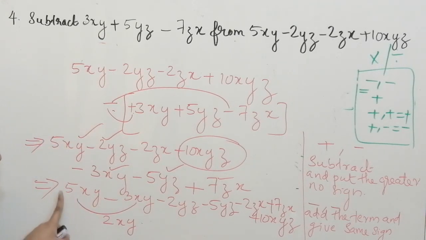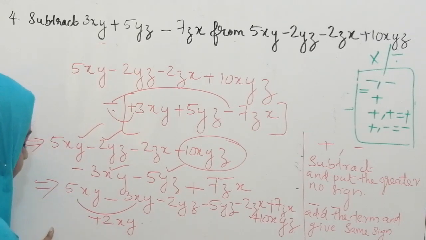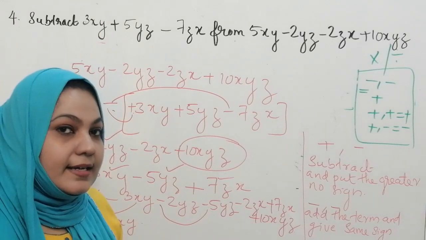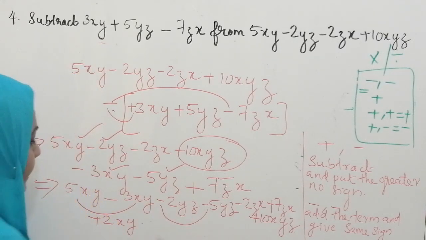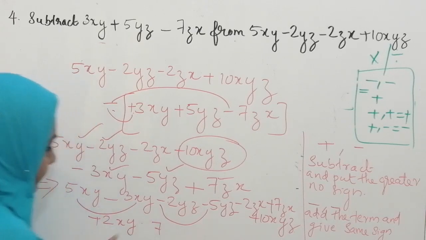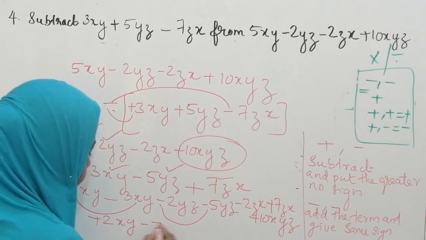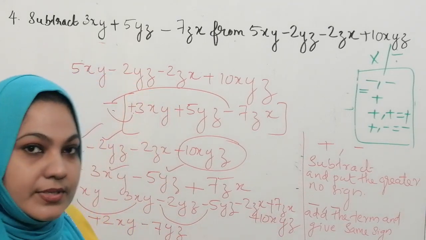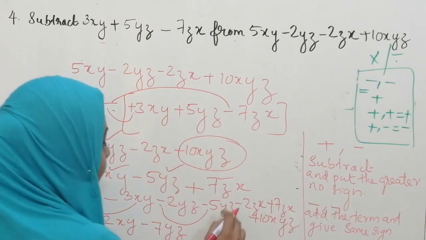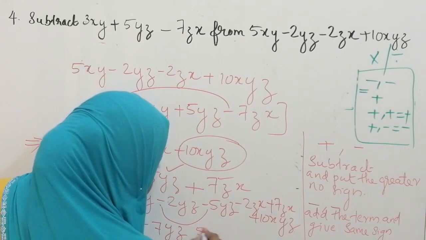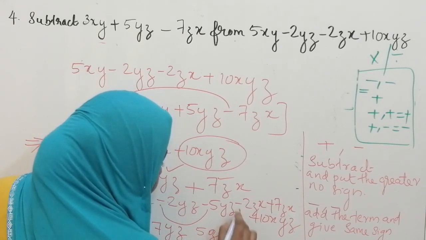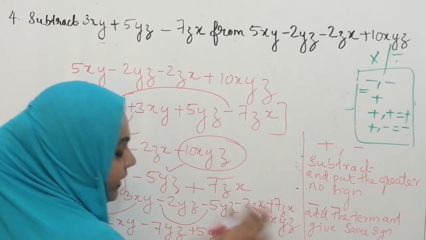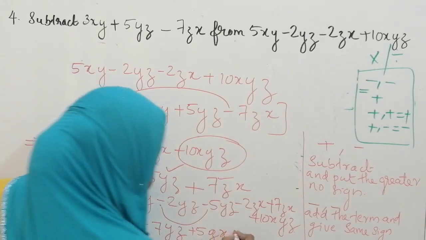Which number is greater here? 5. And what is the sign? Plus. Next is minus and minus, so you have to add the terms and put the same sign. So 5 plus 2, 7, and the sign is minus. Next is a different sign, which means you have to subtract and give the greater number's sign. So 7 minus 2, 5. What is the greater number here? 7, so plus sign. One is pending, that is our unlike term, so we can put it last.